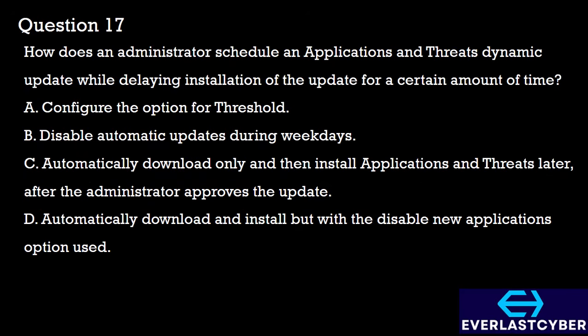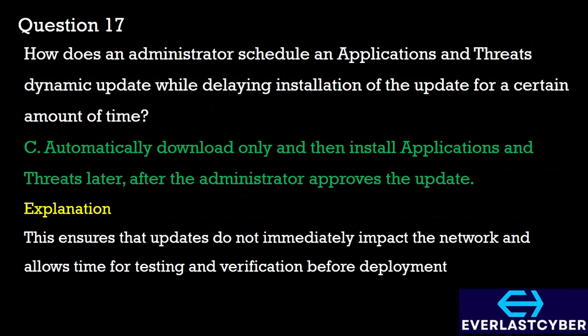Question 17. How does an administrator schedule an applications and threats dynamic update while delaying installation of the updates for a certain amount of time? A. Configure the option for threshold. B. Disable automatic updates during weekdays. C. Automatically download only and then install applications and threats later after the administrator approves the update. D. Automatically download and install, but with the disable new applications option used. In this, we'll be going with option C.